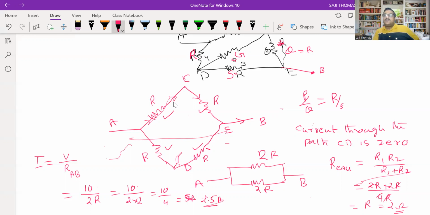So this is a very simple problem. First you have to apply the logic. First you look at the diagram: how many resistors are there? Then arrange it into the form of a Wheatstone bridge.